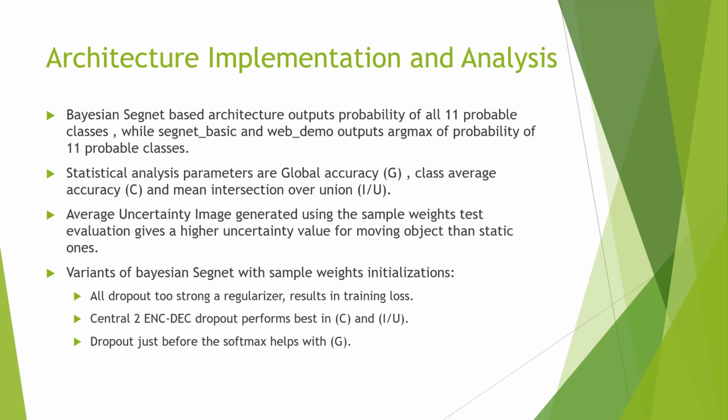layers in all encoder and decoder with dropout layers is too strong a regularizer and results in training loss. Central encoder and decoder dropout performs best in terms of class average accuracy and intersection over union. Dropout just before the softmax layer helps with global accuracy.